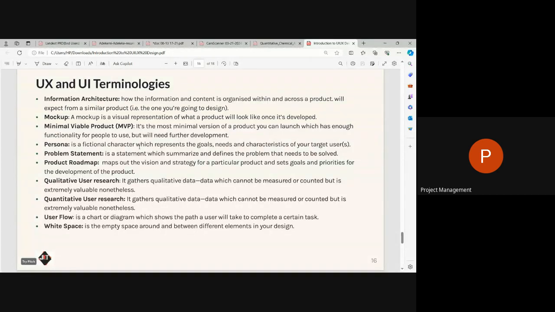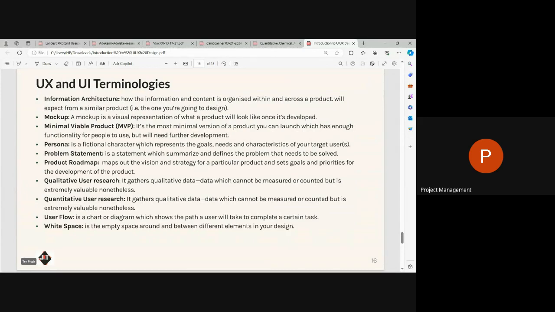We have the minimum viable product, that is the future things that you can incorporate in your design as it goes on. You have some features that you can still incorporate. So those are your minimum viable products. Then we have the persona, we have the problem statement, we have the product roadmap, we have the qualitative research.